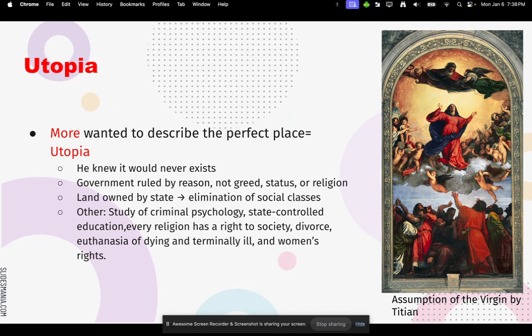Thomas More wanted to describe the perfect place, so he called it utopia. The reason he called it utopia, or no place, is that he knew this place could never exist. In this perfect place, he thought that the government should be ruled by reason, not greed, status, or religion, and that the land should be owned by the state, eliminating the need for all social classes. Some other things that he thought of included study of criminal psychology, state-controlled education, every religion having a right to society, divorce, euthanasia of the dying and terminally ill, and also women's rights.